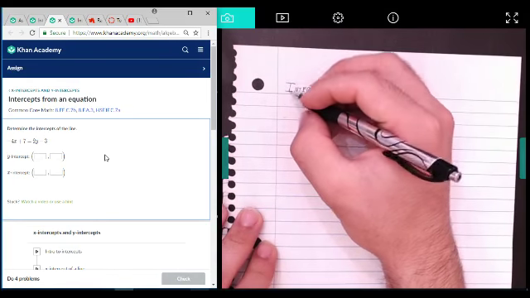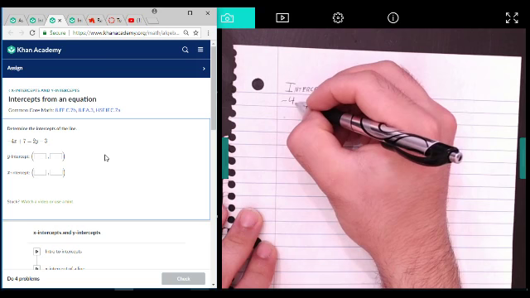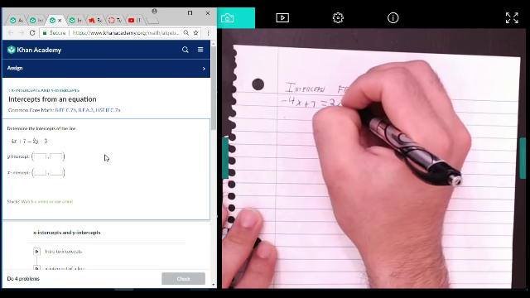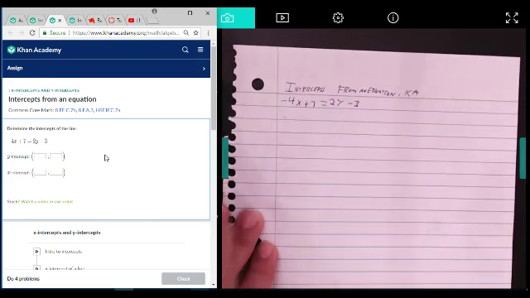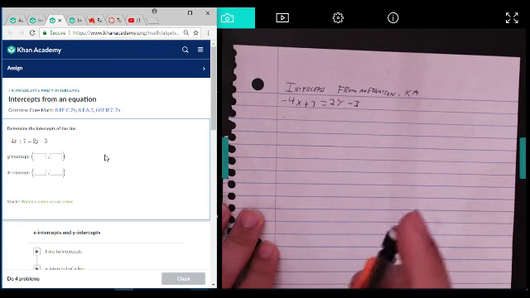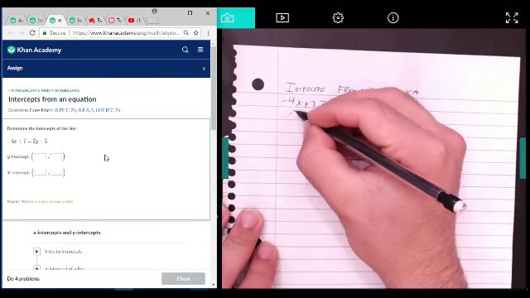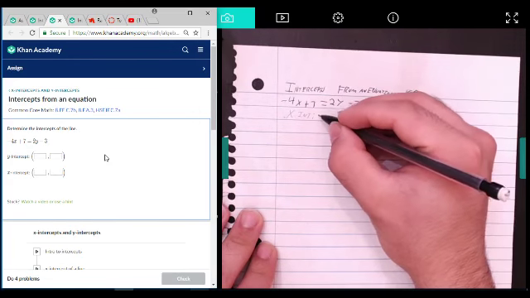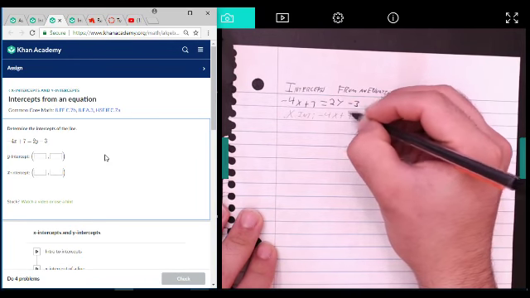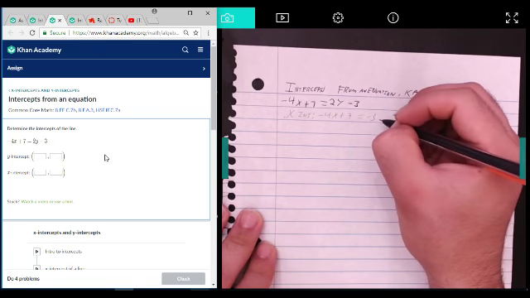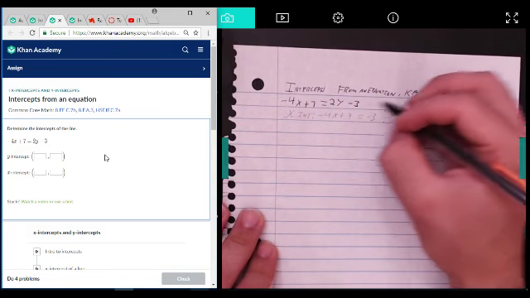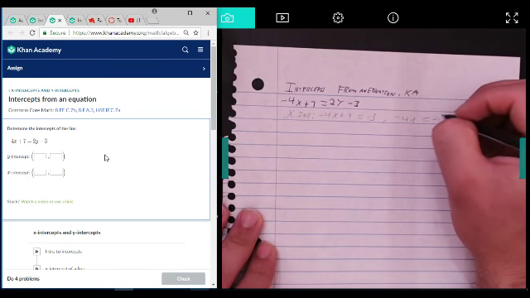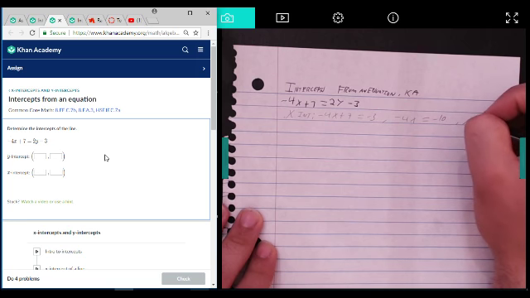And then what we can do is we'll have negative 4x plus 7 equals 2y minus 3. And so we can find the x-intercept and the y-intercept. So for our x-intercept, that's the value when y equals 0. So we'll just have negative 4x plus 7, ignore that 2y, is equal to negative 3. So then the next step is negative 4x, subtract 7 from each side, is going to be equal to negative 10.